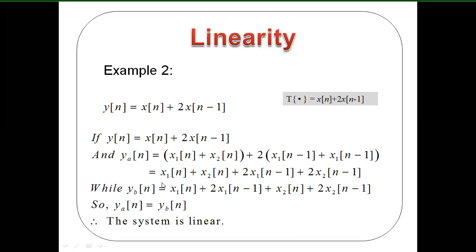And if we consider the second case, whereby we consider the response for each input individually, and then only we add the responses, we are supposed to get x1n plus 2x1n minus 1 plus x2n plus 2x2n minus 1. If we compare these two outputs, YA and YB, both are the same. So this system is a linear system. Okay, so the system is linear.